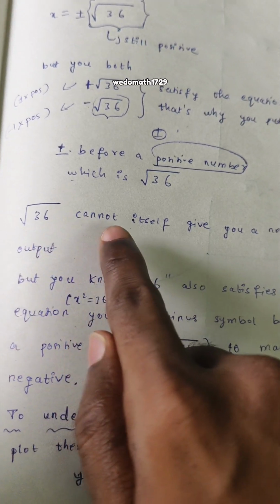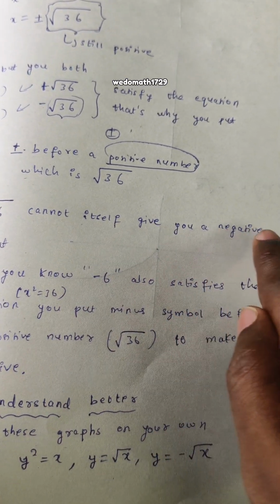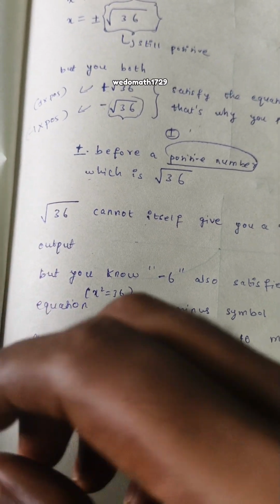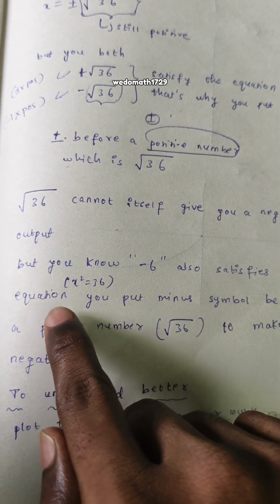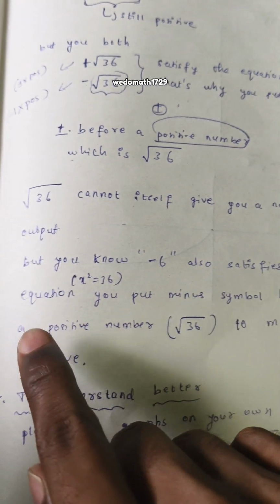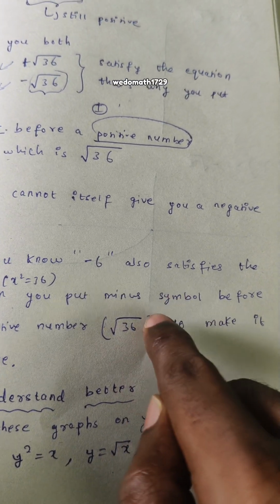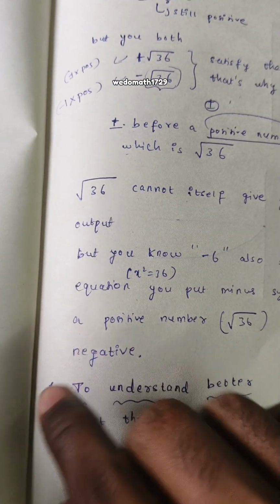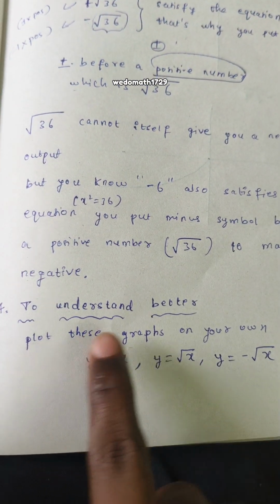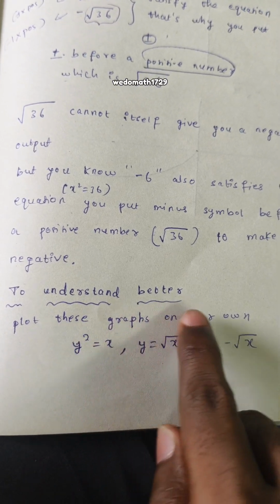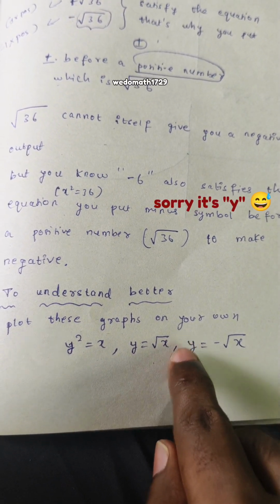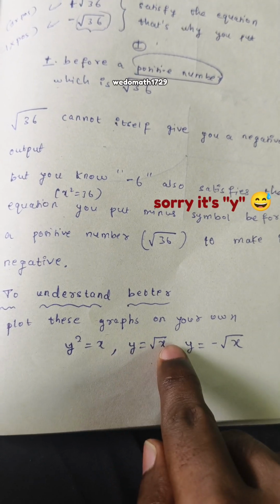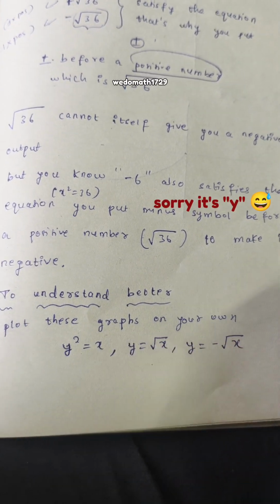Square root of 36 cannot itself give you a negative output, but we know that minus 6 also satisfies the equation. So we put the minus symbol before square root of 36, which is a positive number, to make it negative. To understand this more clearly, we plot 3 graphs. y equals x square, y equals square root x, and y equals minus square root x.